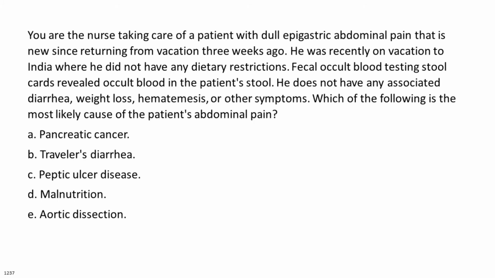You are the nurse taking care of a patient with dull epigastric abdominal pain that is new since returning from vacation 3 weeks ago. He was recently on vacation to India where he did not have any dietary restrictions. Fecal occult blood testing stool cards revealed occult blood in the patient's stool. He does not have any associated diarrhea, weight loss, hematemesis, or other symptoms. Which of the following is the most likely cause of the patient's abdominal pain? A. Pancreatic cancer. B. Traveler's diarrhea. C. Peptic ulcer disease. D. Malnutrition. E. Aortic dissection.